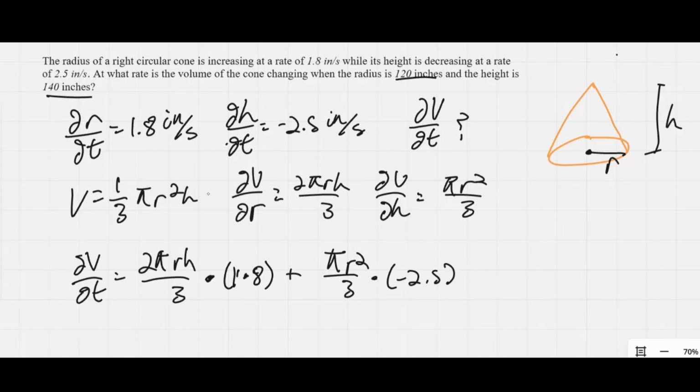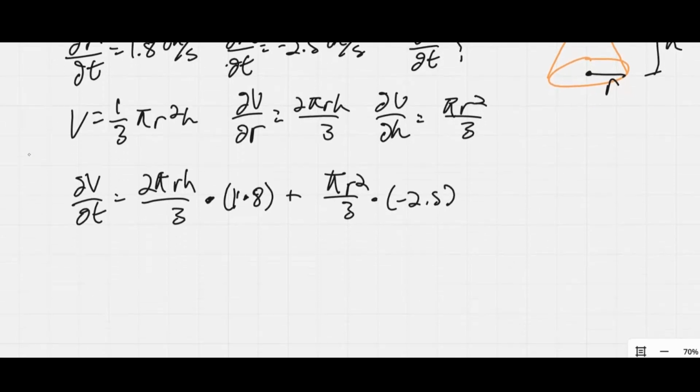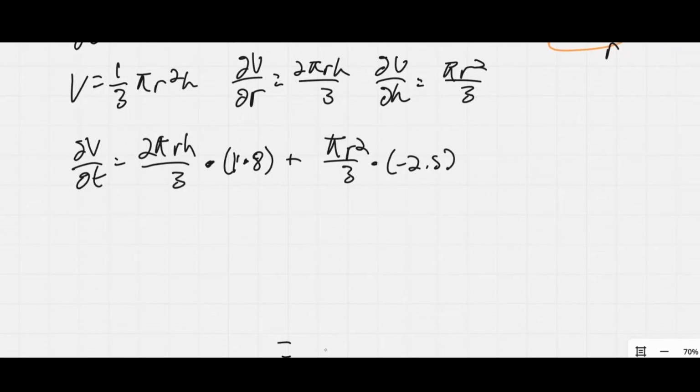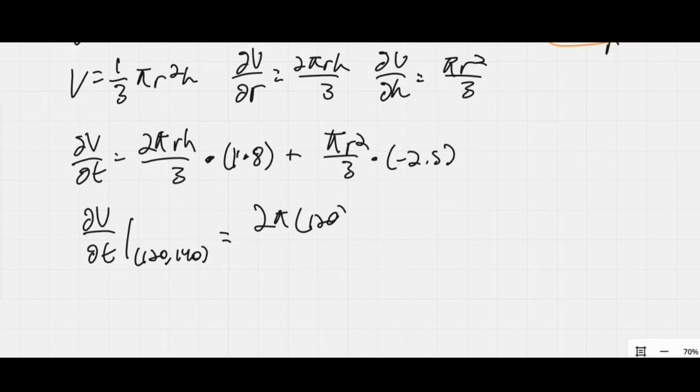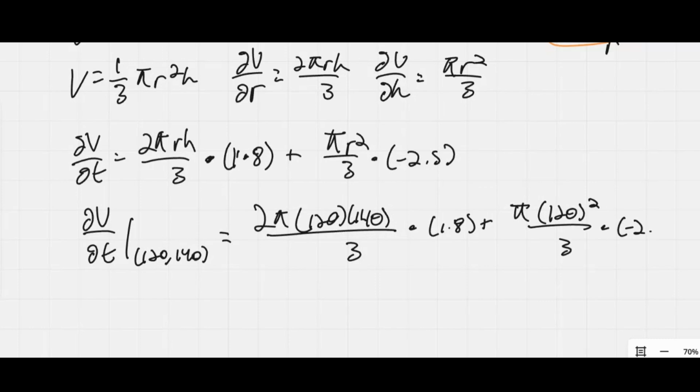And now we need to find del v over del t at a specific value, and that value is going to be 120, 140. Let me delete these random lines over here. Essentially, we just need to substitute in those values. The radius is going to be 120, the height is going to be 140 inches. So what that looks like in practice is 2 pi times 120 times 140 over 3 times the 1.8 plus pi times 120 squared over 3 times the negative 2.5.